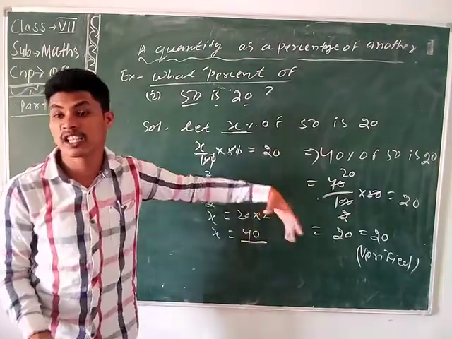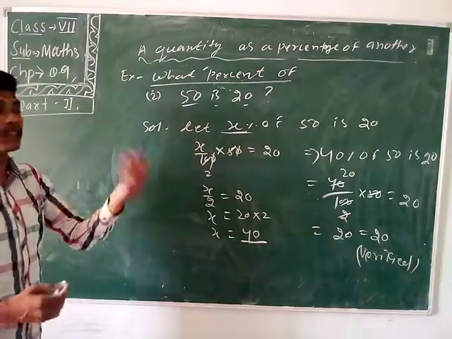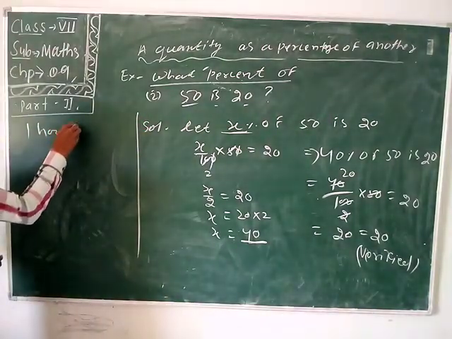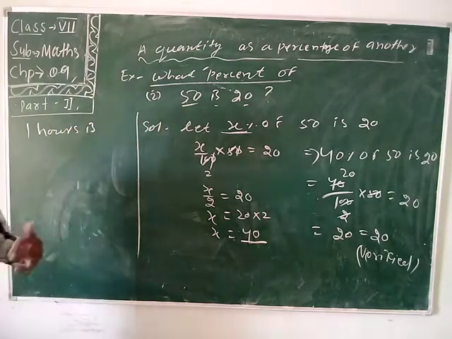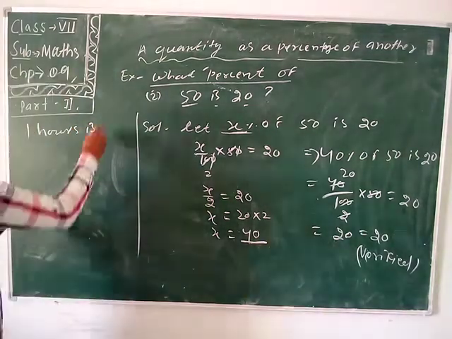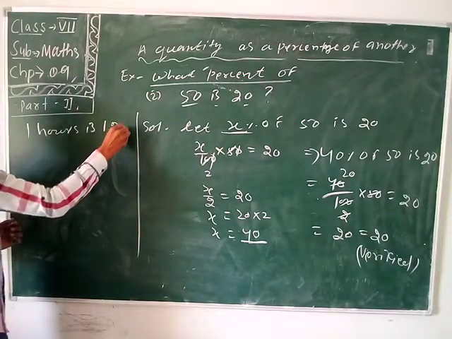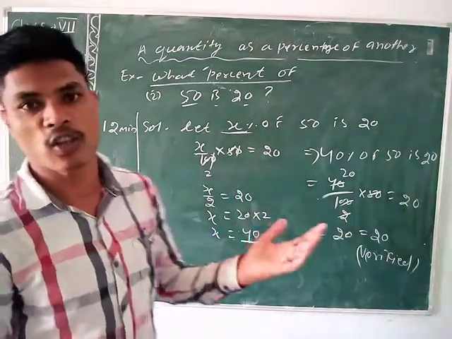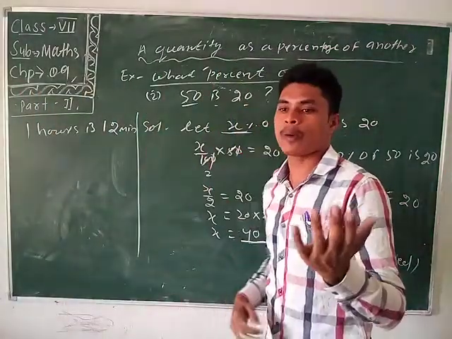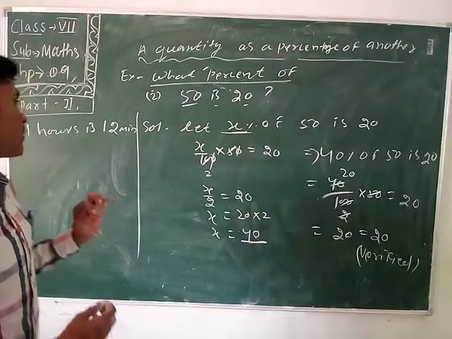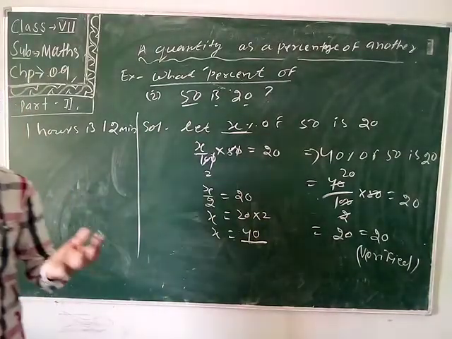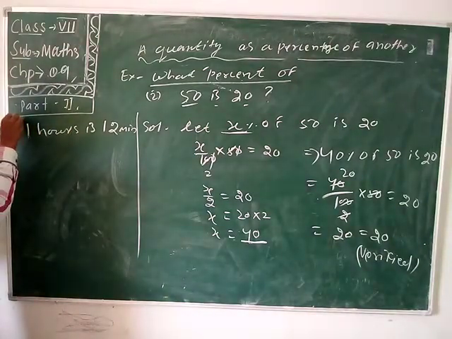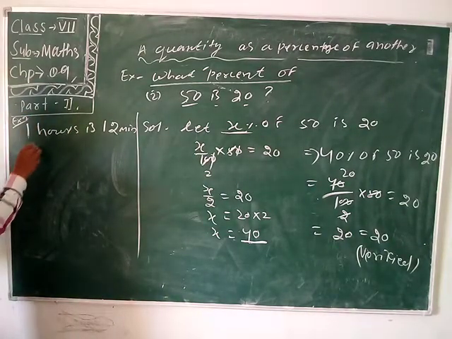The value is 40. We will take another example. If 1 hour is 12 minutes... we don't know the percentage. What is the percentage of 1 hour that is 12 minutes? Let x percent of 1 hour. You know 1 hour means 60 minutes, so we convert. It is an example. And we know that 1 hour equals 60 minutes.